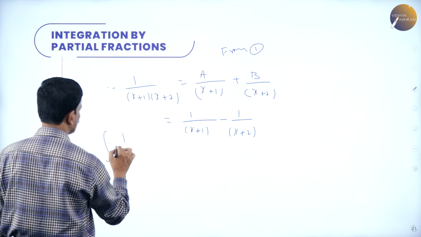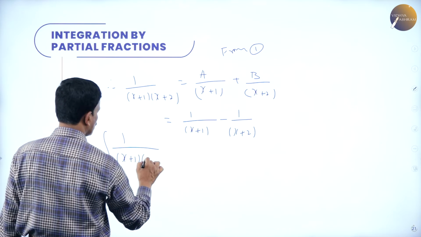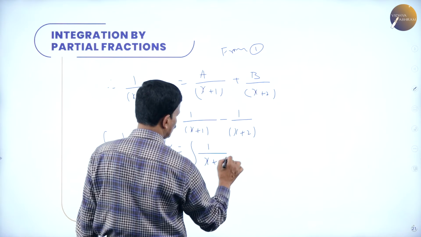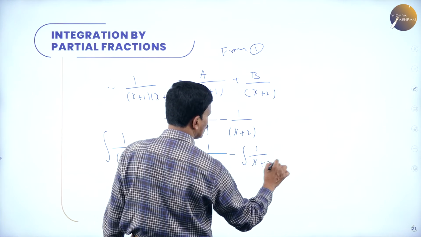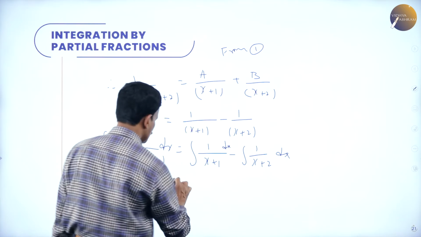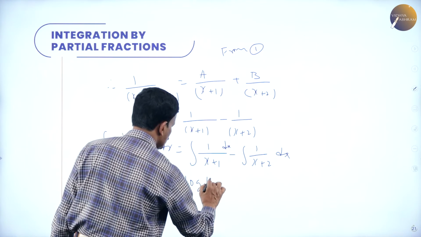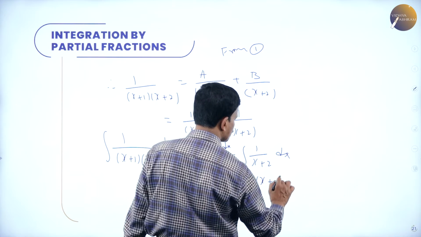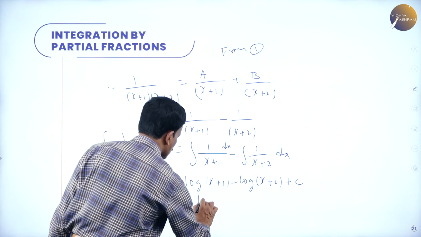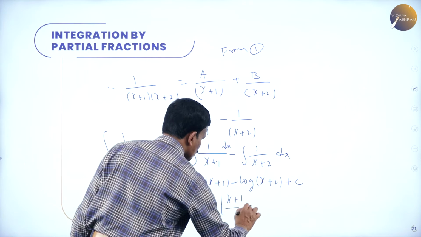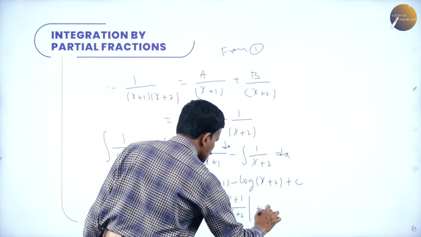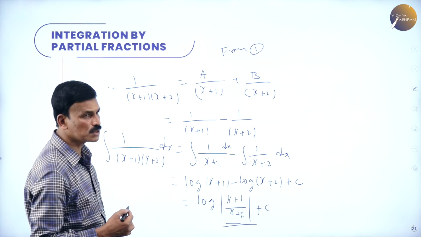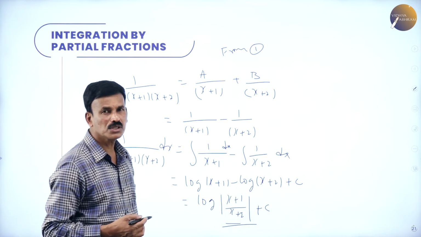Now integrate it. Therefore, integral of 1 over x plus 1 into x plus 2 dx is equal to integral of 1 over x plus 1 minus integral of 1 over x plus 2 dx. Now, integration of 1 over x plus 1 is log of x plus 1, minus integration of 1 over x plus 2, which is log of x plus 2, plus c. Or this can also be written as log of x plus 1 divided by x plus 2 plus c. So, the integral of 1 over x plus 1 into x plus 2 is log of x plus 1 divided by x plus 2 plus c.